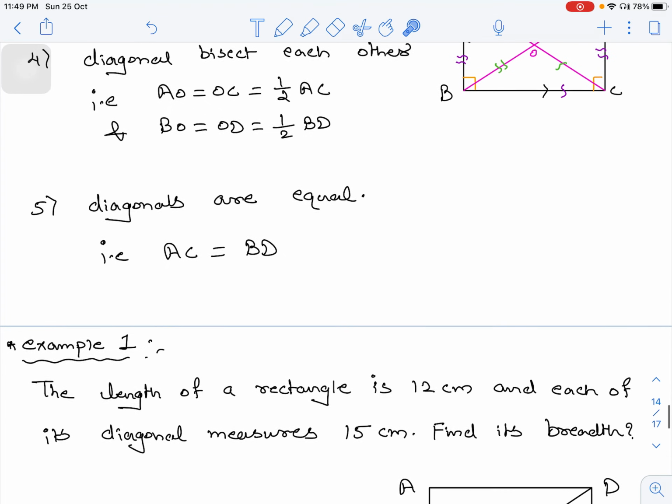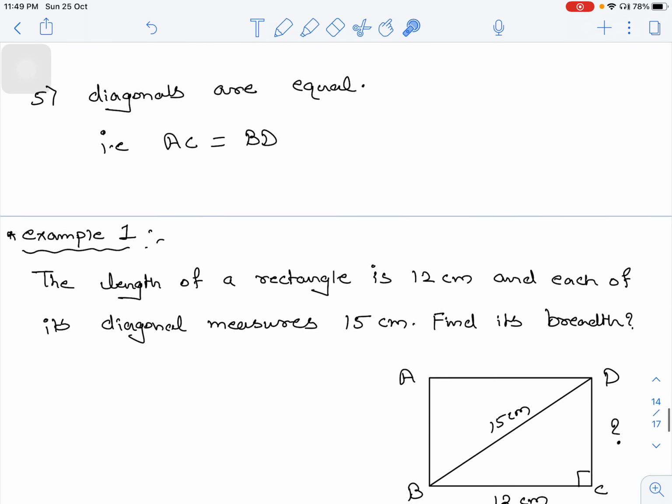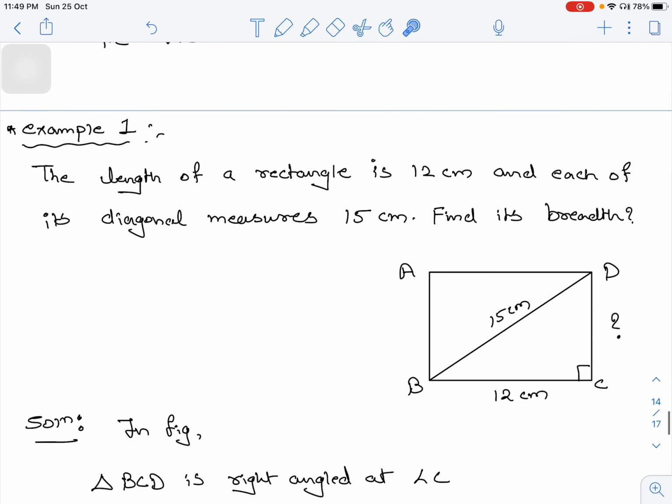Okay, now let us solve one example based on this. Here we have our first example: the length of a rectangle is 12 centimeter and each of its diagonal measures 15 centimeter. We have to find its breadth. So let us consider that this ABCD is the required rectangle where the length is 12. So this one is the length.